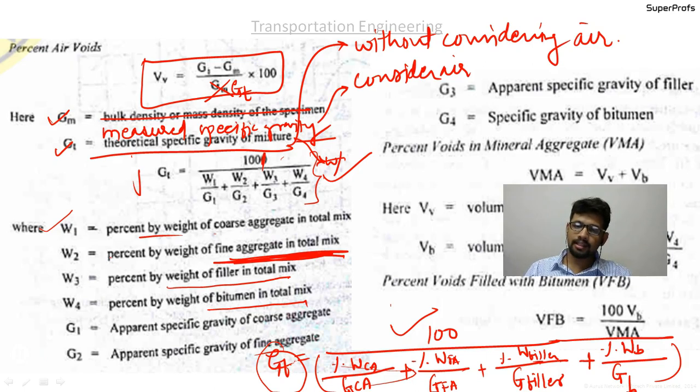Similar is the case for G values G1, G2, G3 and G4. These are the specific gravities.